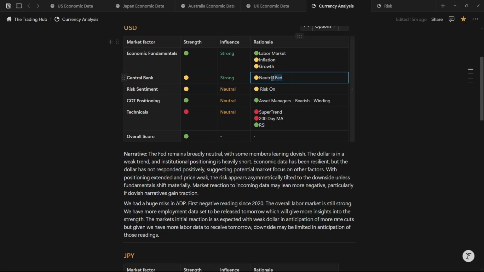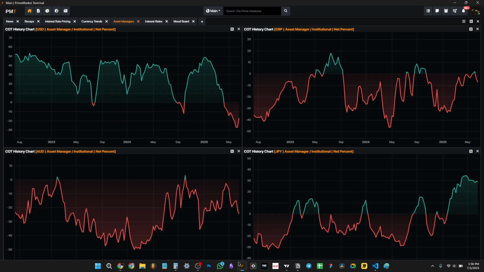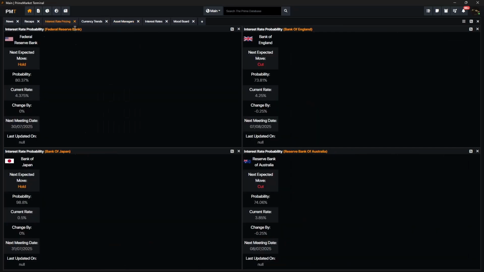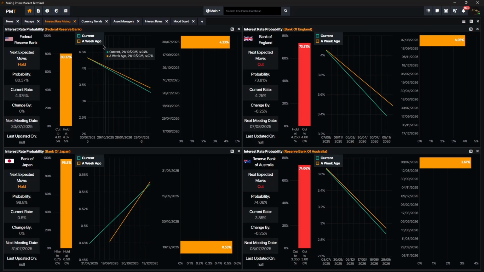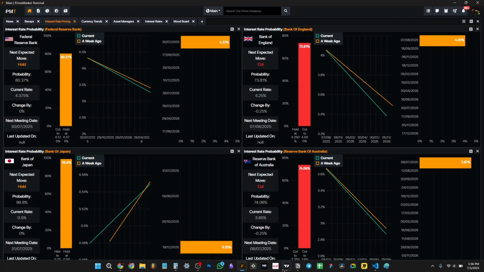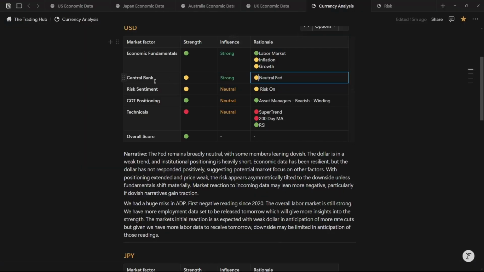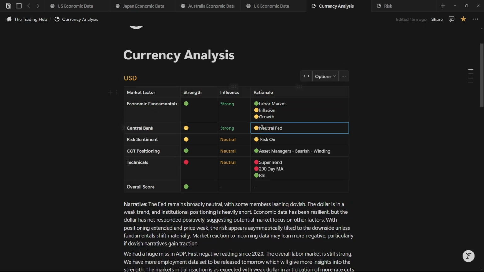But this is where the system lacks, because the last meeting the Fed was fairly neutral, but if you look at market pricing, if we go to interest rate pricing here, basically with the NFP data that we had, the markets had to reprice a Fed meeting. So we can expect that at the next Fed meeting, the Fed may actually be a bit more hawkish. So in reality, this may actually be a tailwind for the dollar, because markets are currently anticipating a more hawkish Fed, but my system doesn't really take that into consideration at the moment.